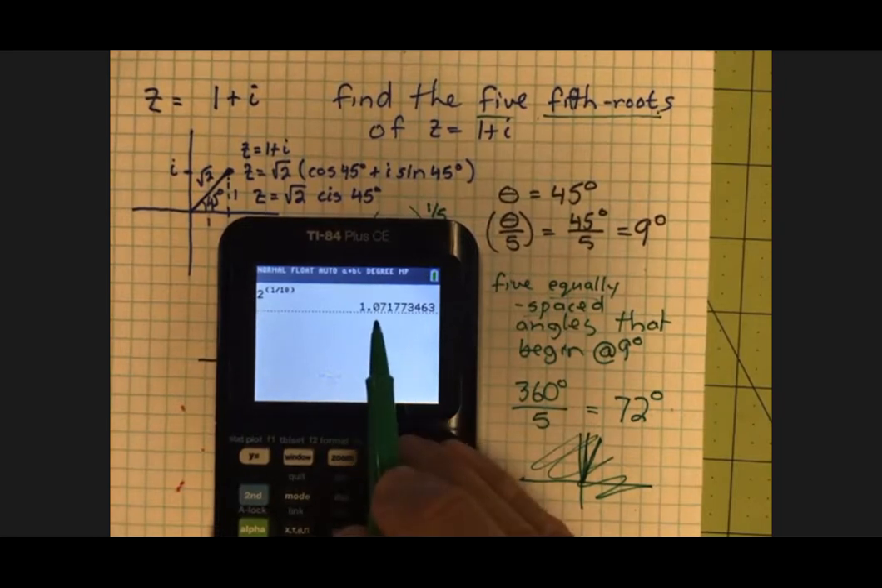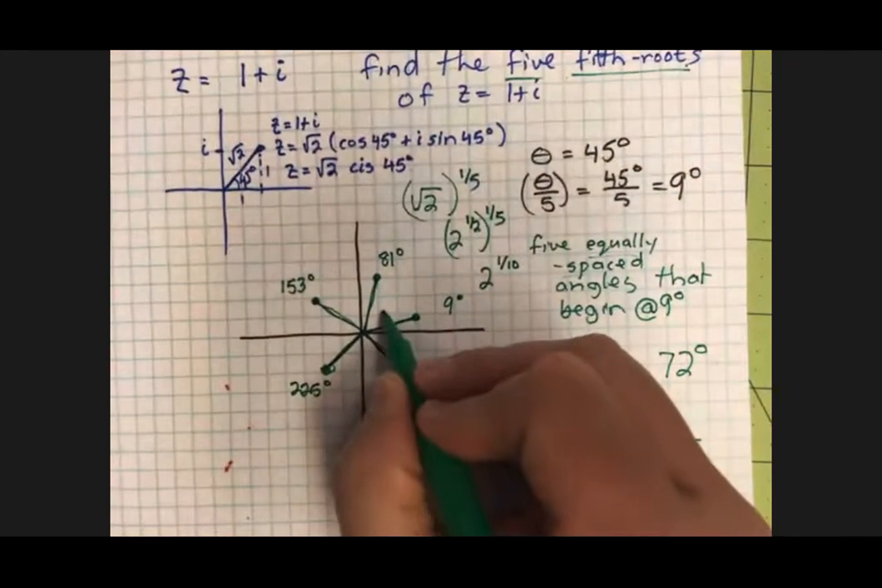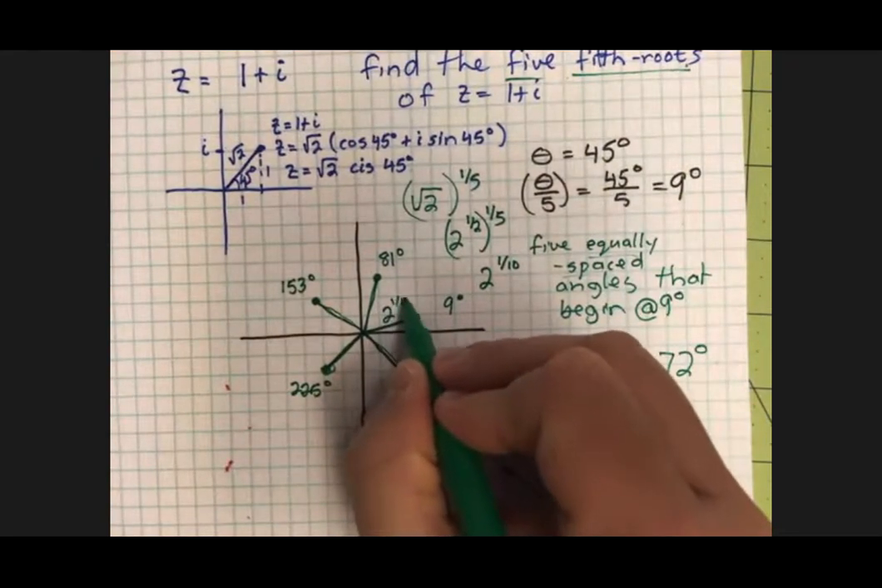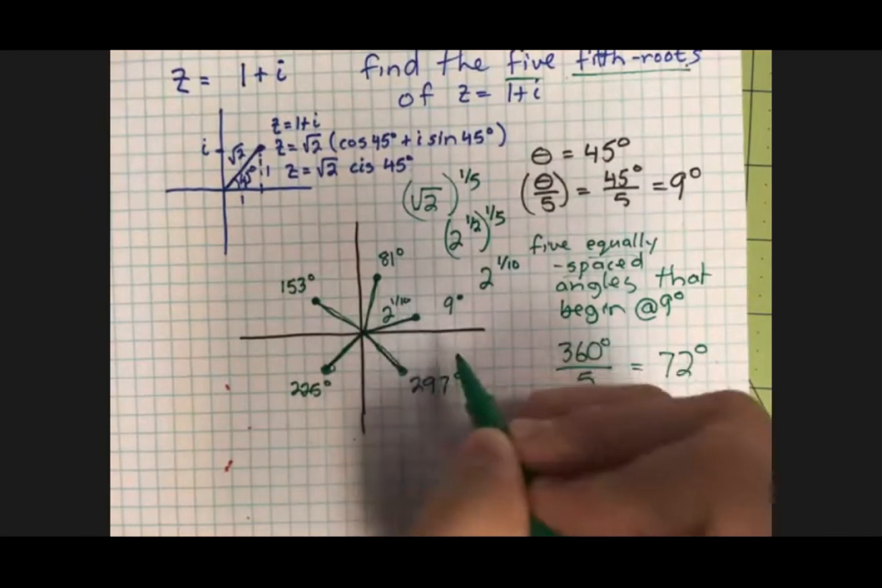It's pretty close to 1. It's not super close, but 1.07, pretty small. So what are my 5 answers? This is the 10th root radius, 10th root radius all the way around. So I'll just write it once.